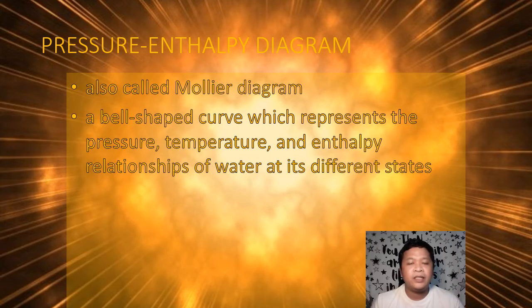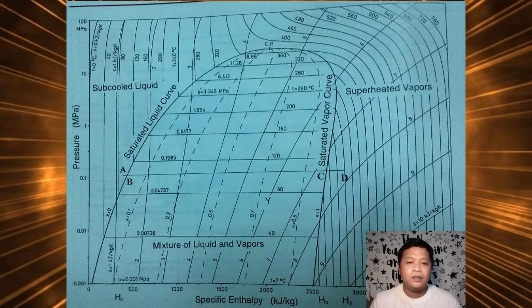Okay, so in the next slide, we'll be looking at what we call the pressure enthalpy diagram or Mollier diagram, which is a bell-shaped curve representing the pressure, temperature, and enthalpy relationship of water at its different states. Naturally, there's also a diagram for different types of fluids, but of course, for the steam table, ito yung kailangan nating intindihin.